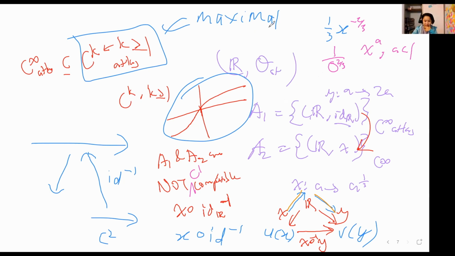Okay, so now we see this. Even the real number line has two non-compatible atlases. If we maximize A1 and A2, we get all the charts and chart maps that are C infinity compatible with each, and we can make a maximal atlas out of both of them. So even the real number line has at least two different differentiable structures, these two different maximal atlases, and it will be like, oh no, which one do we pick?